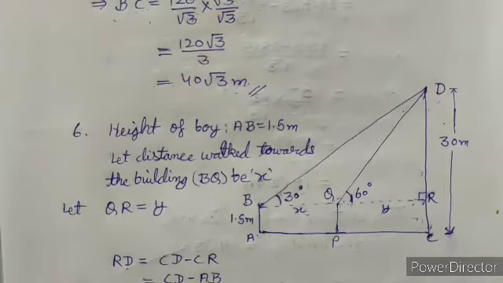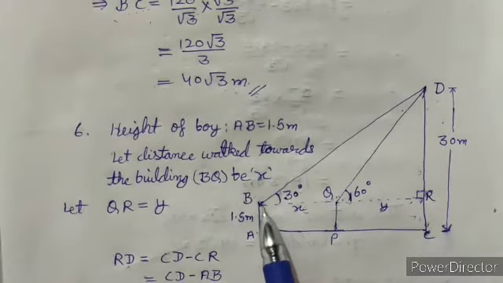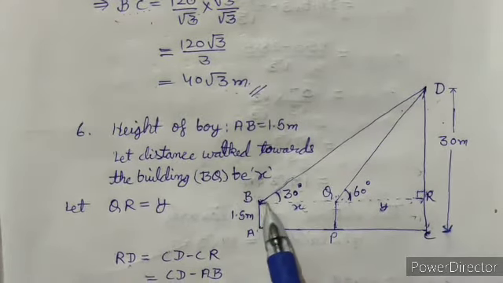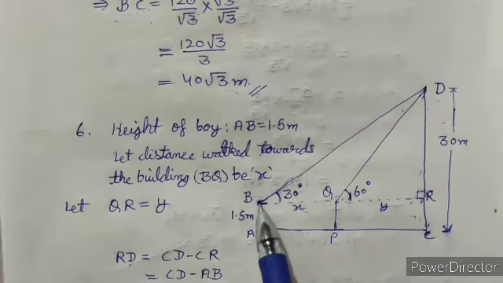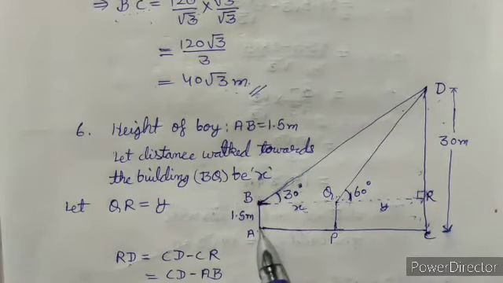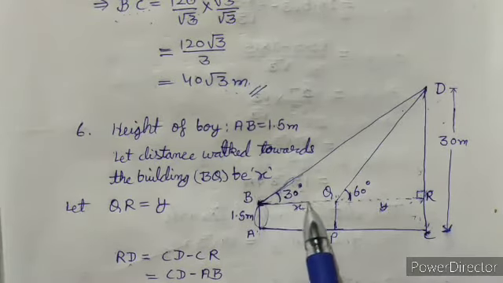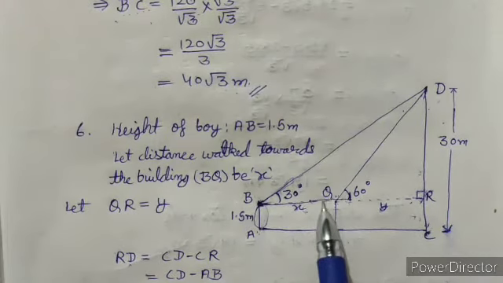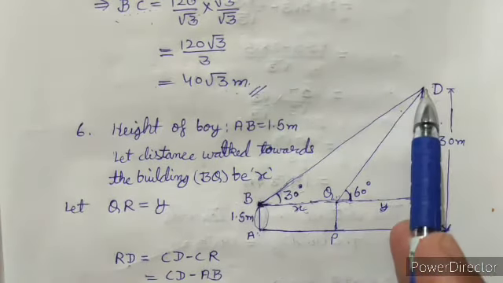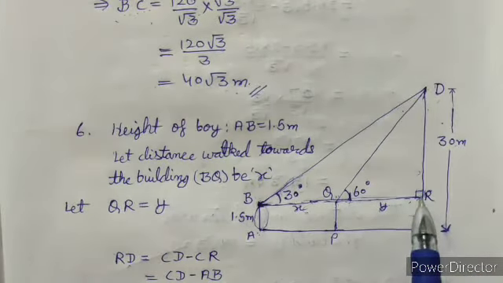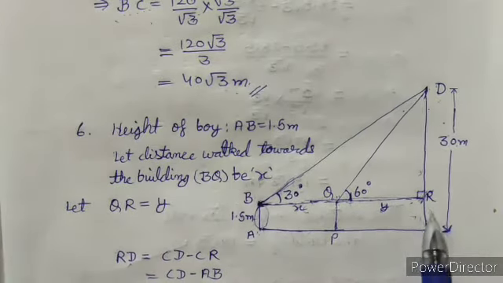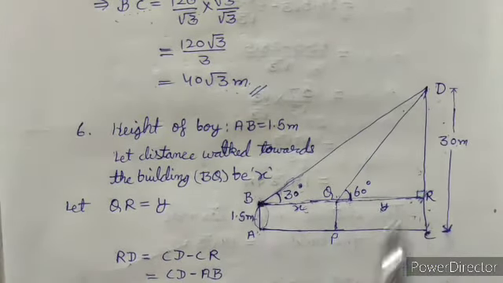Now here we have to keep in mind that the line of sight will be from the eyes of the boy. Thus the height of the top of the building from the horizontal will not be 30 meter. That will be 30 minus 1.5 meter, as here we will take BR as the horizontal line.